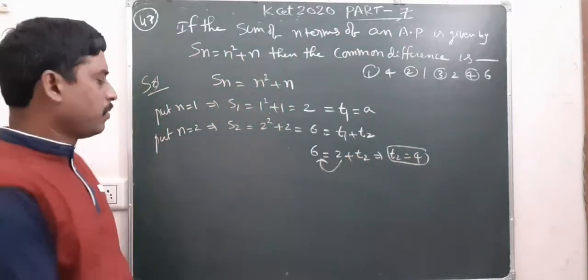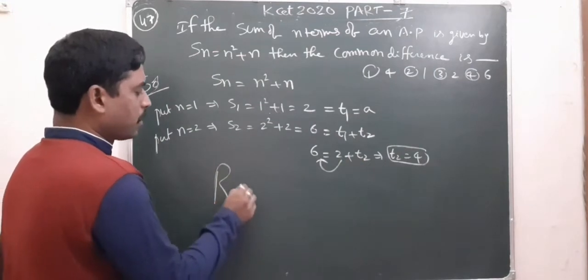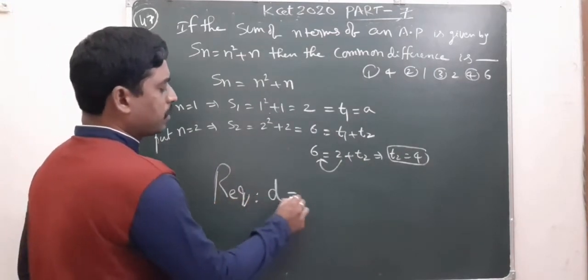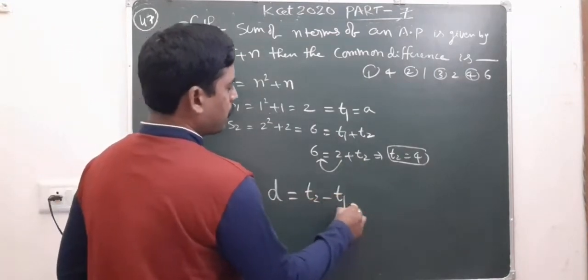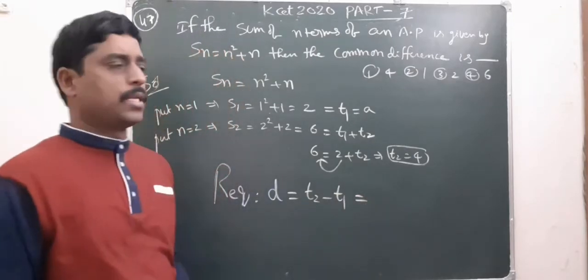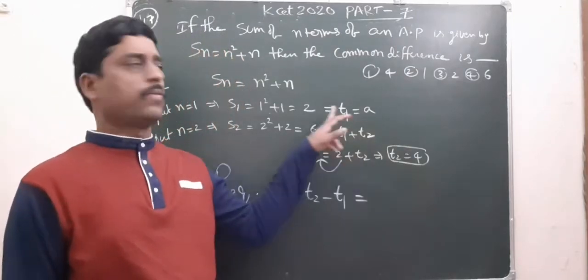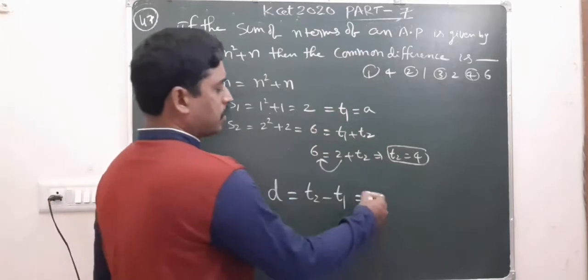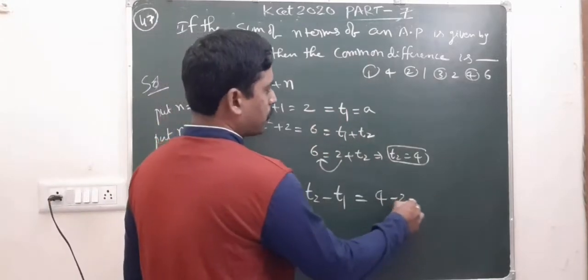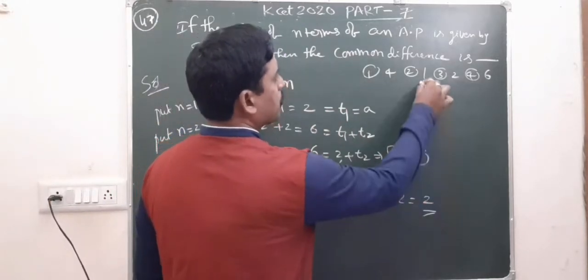But what is required? Required is the common difference. This is T2 minus T1. In this, T2 value is 4, T1 value is 2. Substitute in this equation. 4 minus 2 is equal to 2. So option 3 correct.